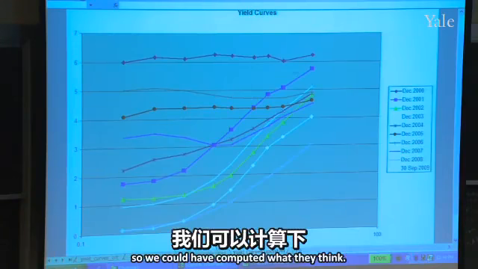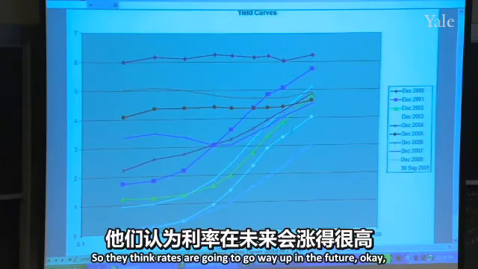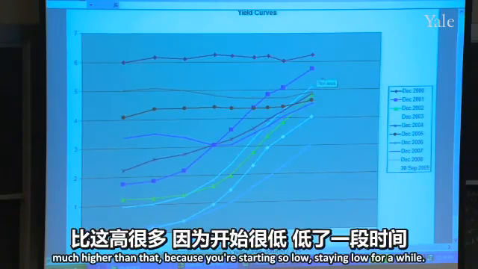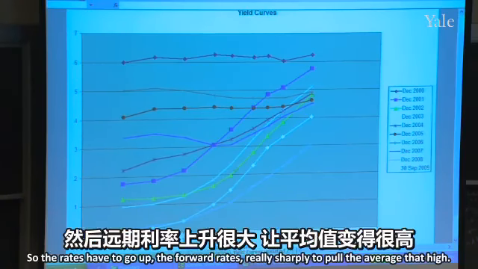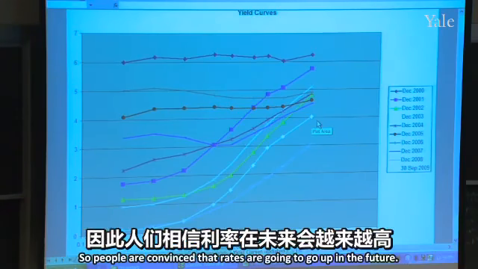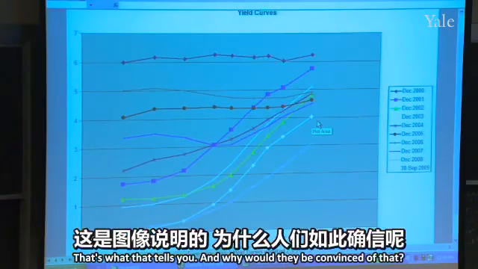So we could have computed what they think. So they think rates are going to go way up in the future, okay? Much higher than that. Because you're starting so low, you're staying low for a while. So the rates have to go up, the forward rates, really sharply to pull the average that high. So people are convinced that rates are going to go up in the future. That's what that tells you.